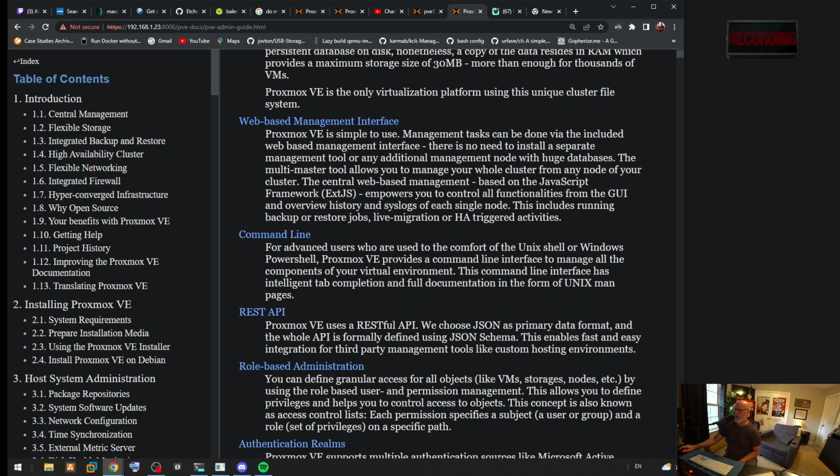Command line. For advanced users who are used to the comfort of the Unix shell and Windows PowerShell, Proxmox VE provides a command line interface to manage all the components of your virtual environment. Yay! This command line interface has intelligent tab completion and full documentation in the form of a Unix man page. I think it's cool that they allow PowerShell. That just means that they're not bigots.